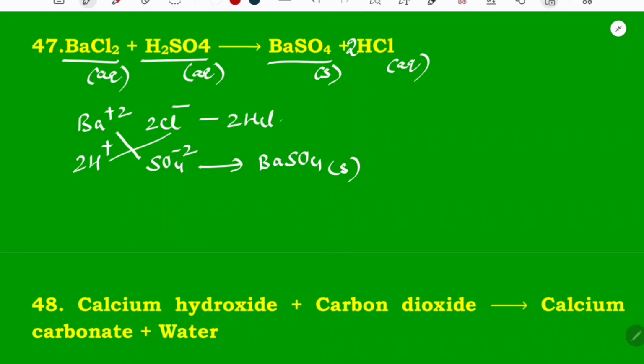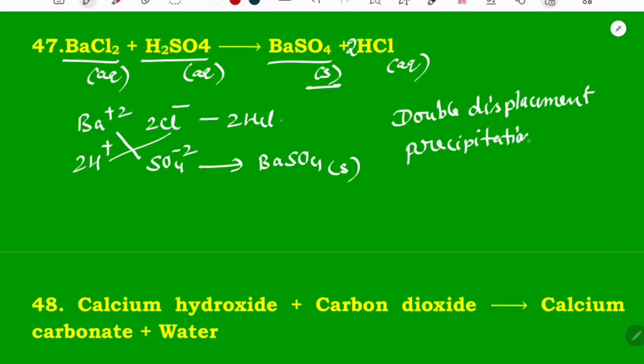So this reaction is called a double displacement reaction. At the same time, a solid insoluble substance is formed. So this is a precipitation reaction also. Okay, double displacement as well as precipitation reactions.